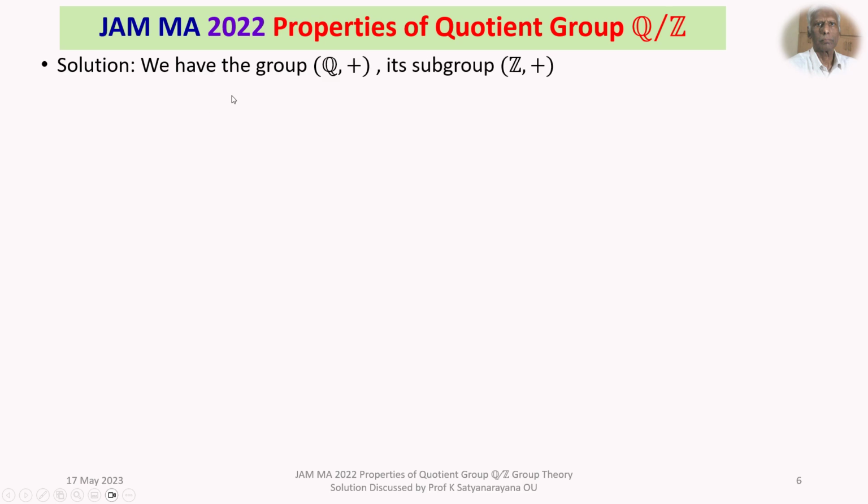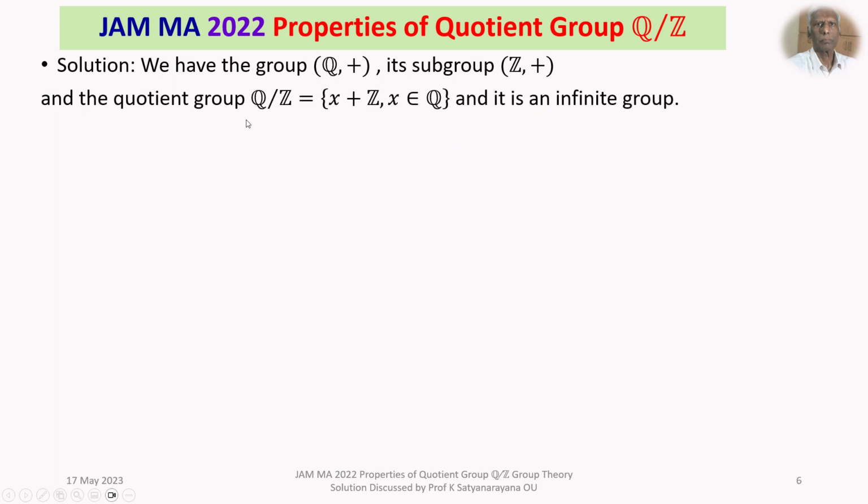We now discuss the solution of the problem in detail. We have the group Q plus and its subgroup Z plus, and naturally Z plus is a normal subgroup of Q plus, and we form the quotient group Q by Z, which is the group of all additive left cosets of Z, that is x plus Z, x belongs to Q. You can form infinitely many left cosets, as many as there are elements of Q. So naturally, it will be an infinite group.